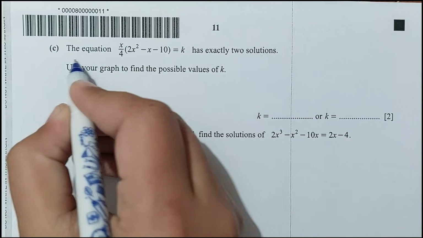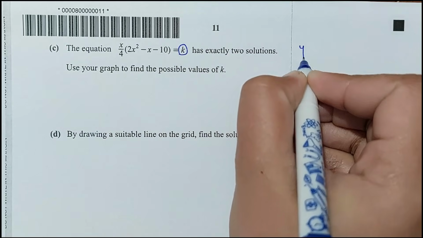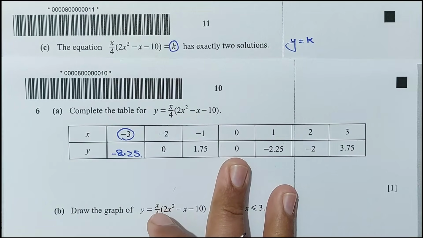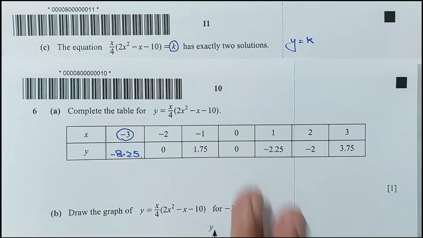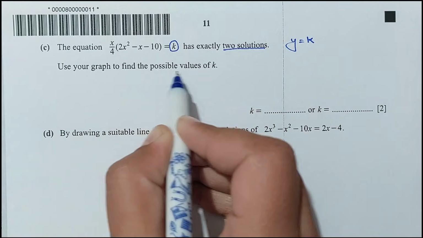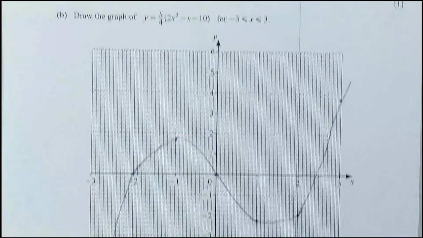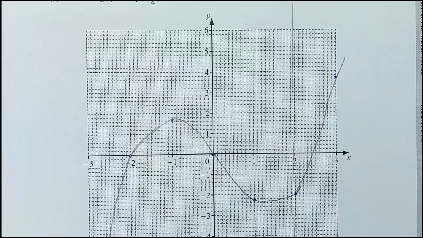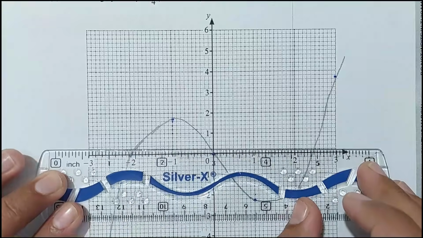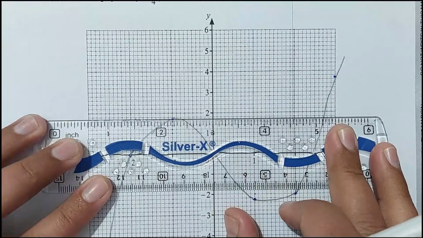Now for part C, the equation. This is a whole equation where k would be equal to y. So y equals k, because as you can see in the question, we have the same equation, just the y is replaced with k, right? The equation has exactly 2 solutions. Use your graph to find the possible values of k. Two solutions means when y equals k has 2 solutions. As you can see, if we say y equals 0, it has 1, 2, 3 solutions, and here it cuts at 3 points. So this is the point where it has 2 solutions.